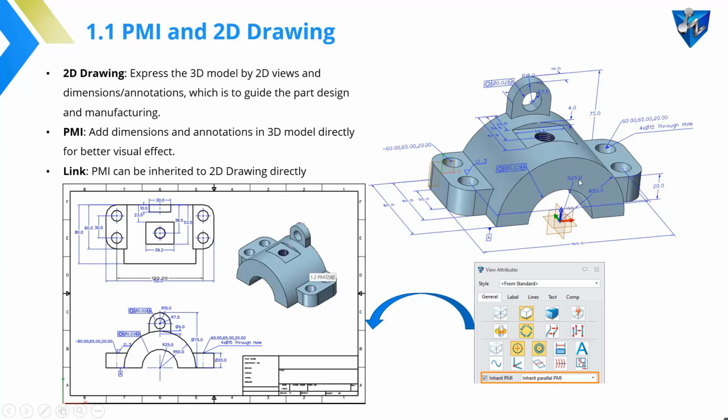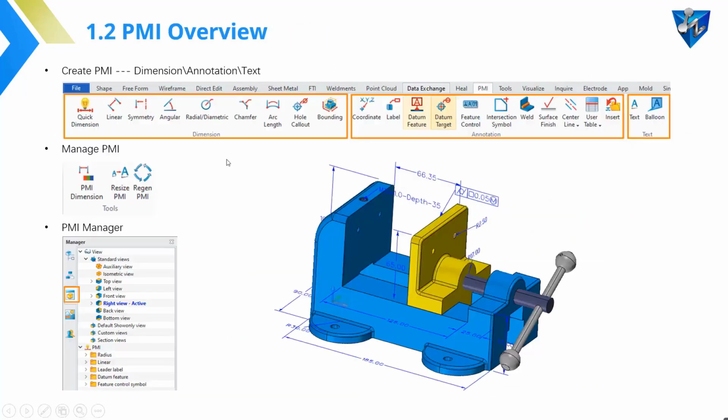Here, this is the PMI, this is the 2D drawing. We can inherit the PMI from 3D model to the 2D drawing directly. And here is the workflow. So we first create the PMI. We will learn about some of them. And then we will show you how to manage the PMI in the PMI manager.